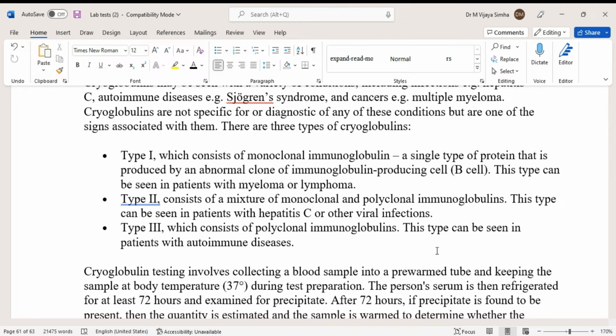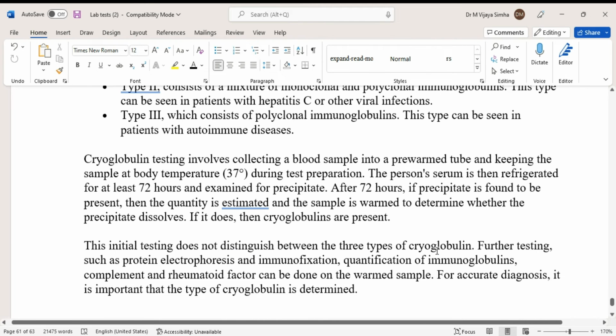Type 2 consists of a mixture of monoclonal and polyclonal immunoglobulins. This type can be seen in patients with hepatitis C or other viral infections. Type 3 consists of polyclonal immunoglobulins. This type can be seen in patients with autoimmune diseases.